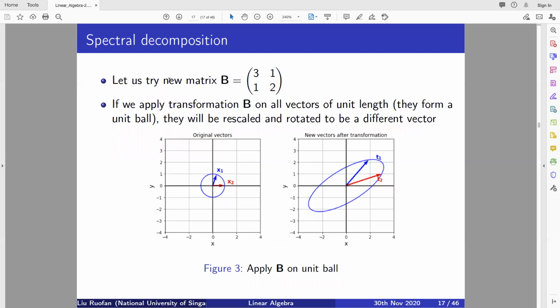Then let's try a new matrix B. If we apply this transformation B on all vectors of unit length, so if we collect all vectors of length equal to 1, they will form a unit ball. There are infinitely many of them. After multiplying all the x with B, they will be rescaled and rotated to be different vectors. So here, let's say we have x1 and x2. Then Bx1 becomes t1 and Bx2 becomes t2.